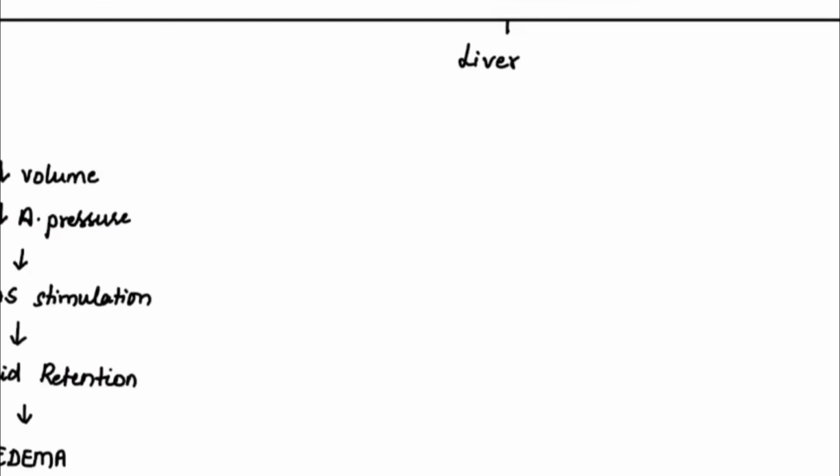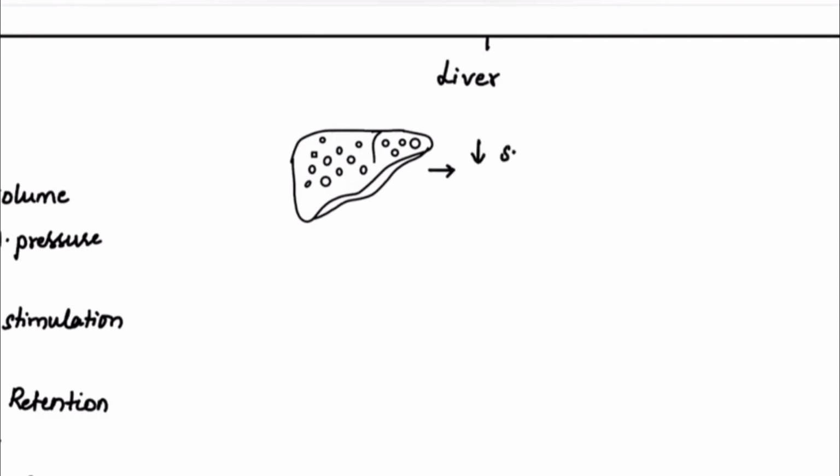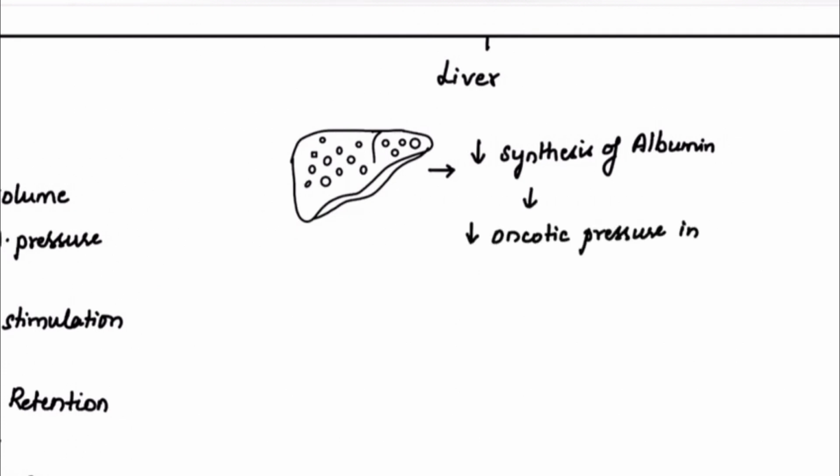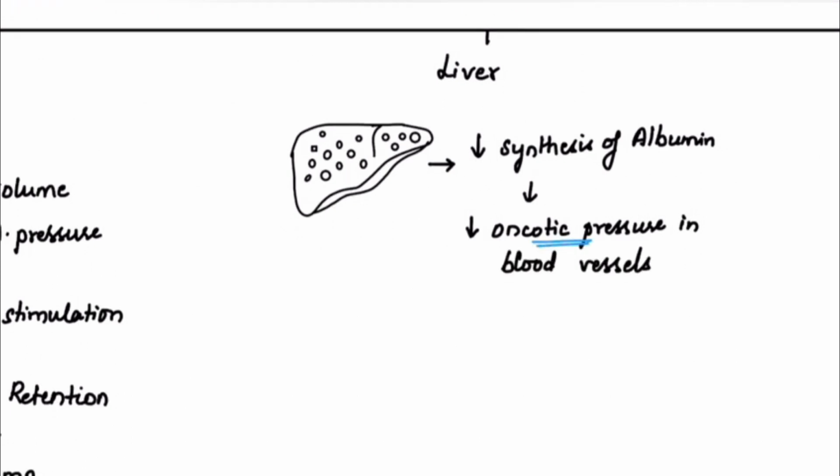Next, second cause is when there is chronic liver disease. Normally, liver synthesizes the albumin, but when there is a chronic liver disease, there is decreased synthesis of albumin, and albumin maintains the oncotic pressure. So, decreased albumin will decrease the oncotic pressure in the blood vessels.